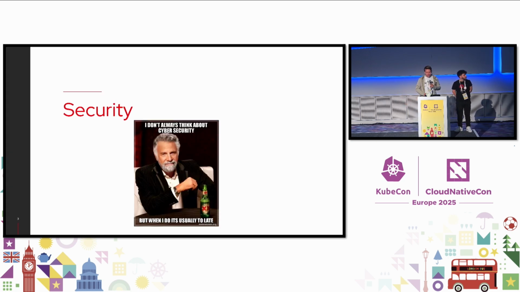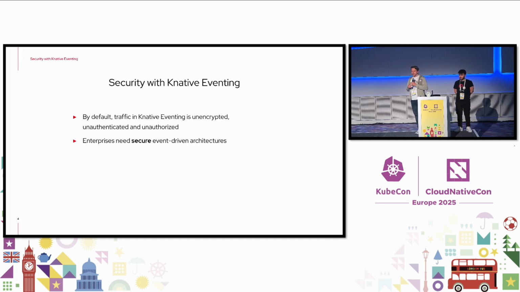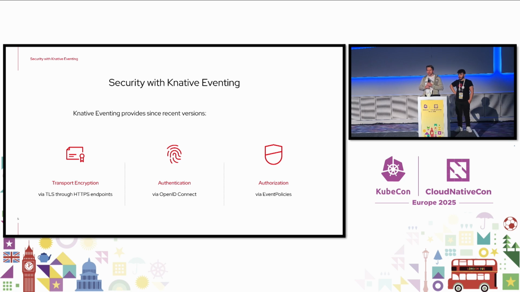Okay, let's first start with security in Knative Eventing now. By default, Knative Eventing does not enforce security on event delivery, meaning traffic is unencrypted, unauthorized, and unauthenticated. And we all know this poses risks, not only in production environments, and enterprises need secure event-driven architectures. To address those needs, Knative Eventing provided in its latest versions 3 new key security features.